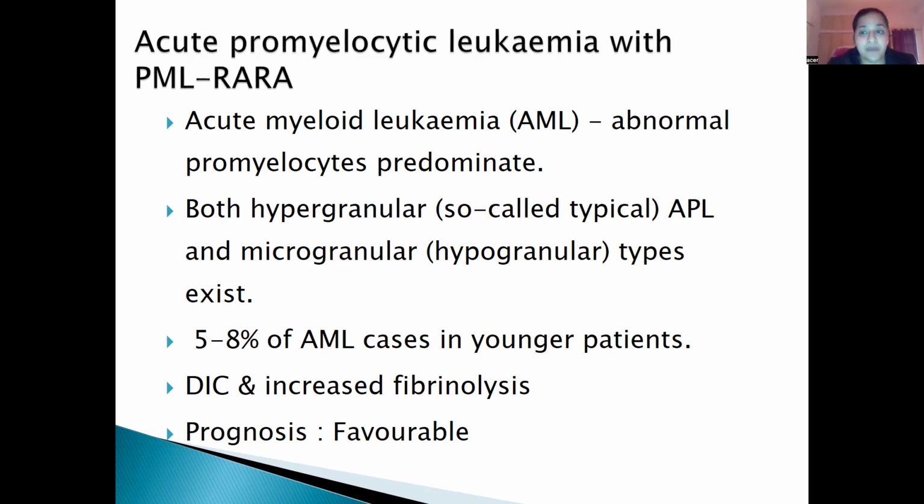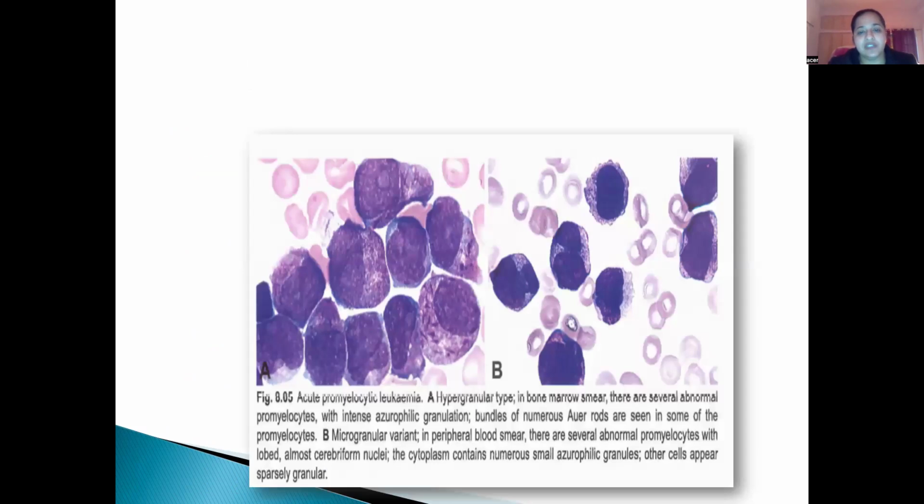The prognosis is favorable if the diagnosis is made on time and the treatment is given on time. Otherwise the patient may go into DIC, not respond to medications, and still may not be able to survive. But if you can diagnose this APML and give the medication on time, the prognosis is favorable. Okay. So these are the type of cells which you could appreciate. These are called buttock shaped cells. Can you appreciate? There are two forms, the hypergranular and the microgranular.